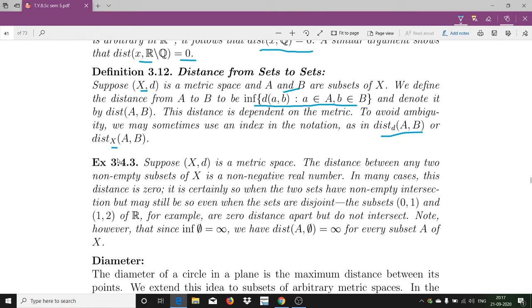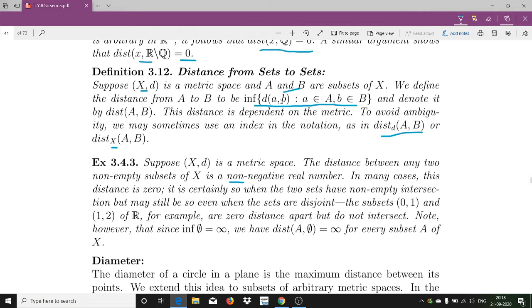It says the distance between any two non-empty subsets of X is a non-negative real number, which is again an obvious thing, because if you have non-empty subsets A and B and you want to find the distance between A and B, then it will be the infimum of d(a, b), where a belongs to A and b belongs to B. Now since d is a metric, d(a, b) is greater than or equal to 0 for every a and b, therefore the infimum will be greater than or equal to 0. Hence you can say that the distance between any two non-empty sets A and B is always greater than or equal to 0. That means it is a non-negative real number.